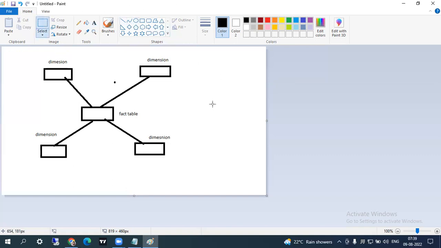Next is snowflake schema. Snowflake schema also would be having the fact table at the center, and you would be having dimension tables for it, and you would be having again subdimension tables for these dimension tables.